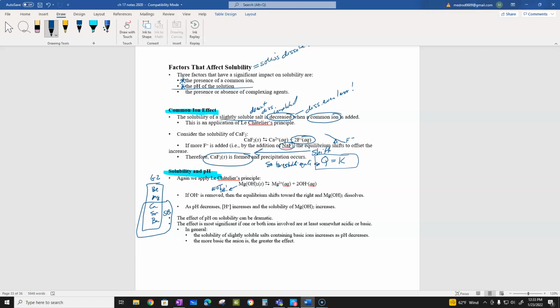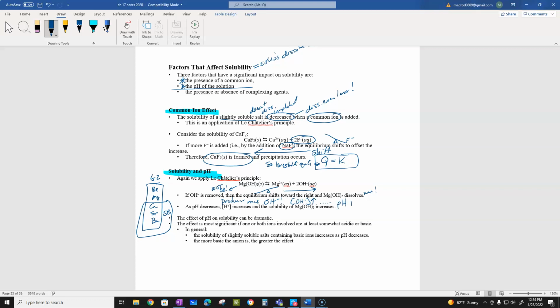So I have Mg and I have two OHs. If I remove some OH, what does my teeter-totter look like? If I remove OH, it looks like this, because I lost some OH. Then the equilibrium shifts towards the right, and my Mg(OH)2 will actually dissolve more. So my equilibrium will shift, and my solid will dissolve more. By doing that, what am I producing? I'm producing more OH. And how is that affecting pH? Well, if I'm increasing my OH concentration, what's happening to pH?